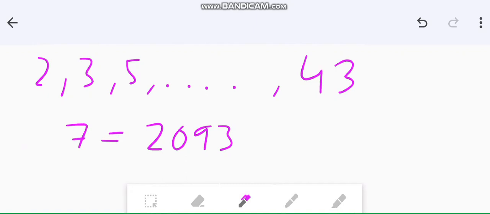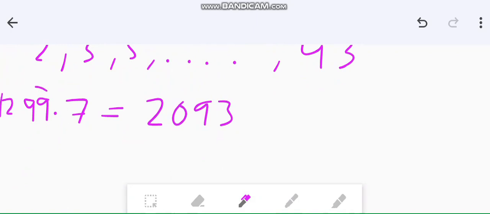So 2093 is divisible by the first prime, which is 7. Means 7 times some number x will give you 2093. So what is the number x? It is 299. 299 times 7 will give you 2093. Let's highlight this number.